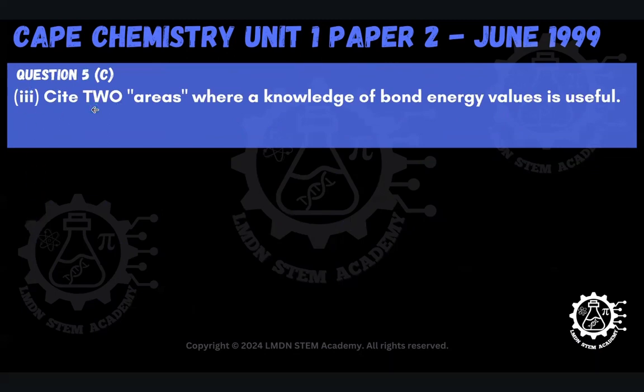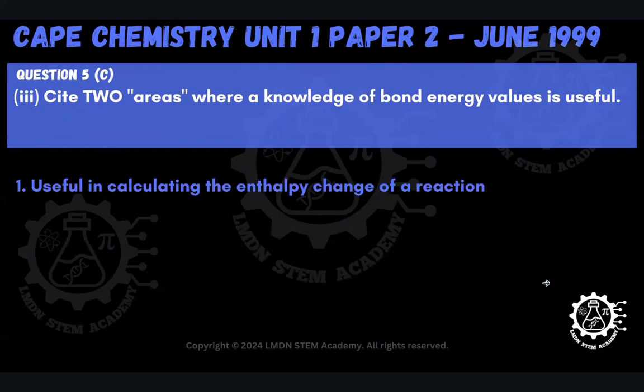Part three says we're supposed to cite two areas where a knowledge of bond energy values is useful. So here are two areas. The first area is that it is useful in calculating the enthalpy change of a reaction. And you may remember from this section how we use bond energy to calculate enthalpy change: we would need to add up the bonds broken, and we also have to add up the bonds formed. The total energy for the bonds broken and the total energy for the bonds formed. And that would have been our delta H of that reaction, right? So that's how we can use the bond energy values to find enthalpy change.